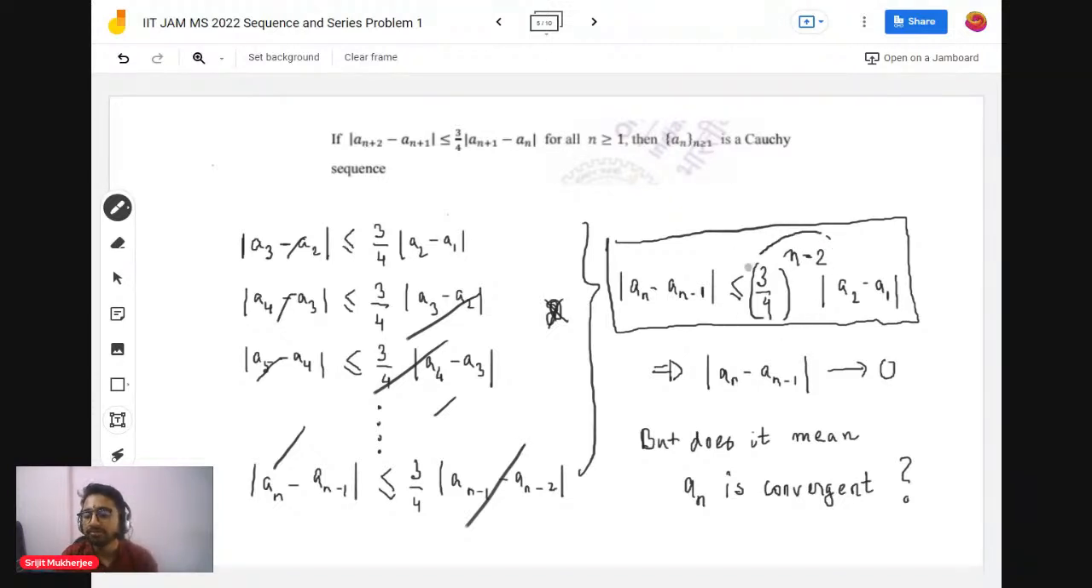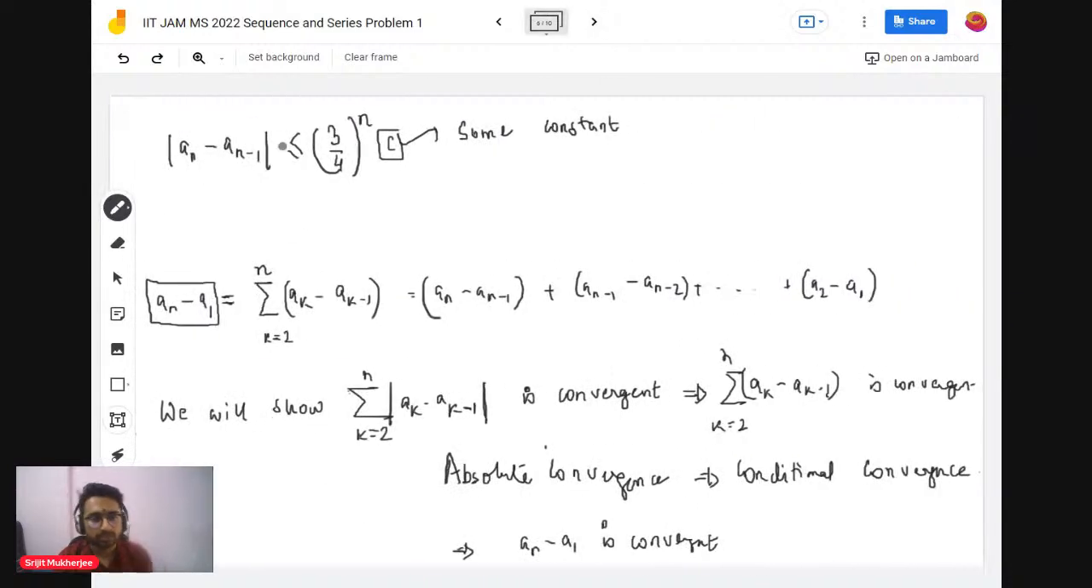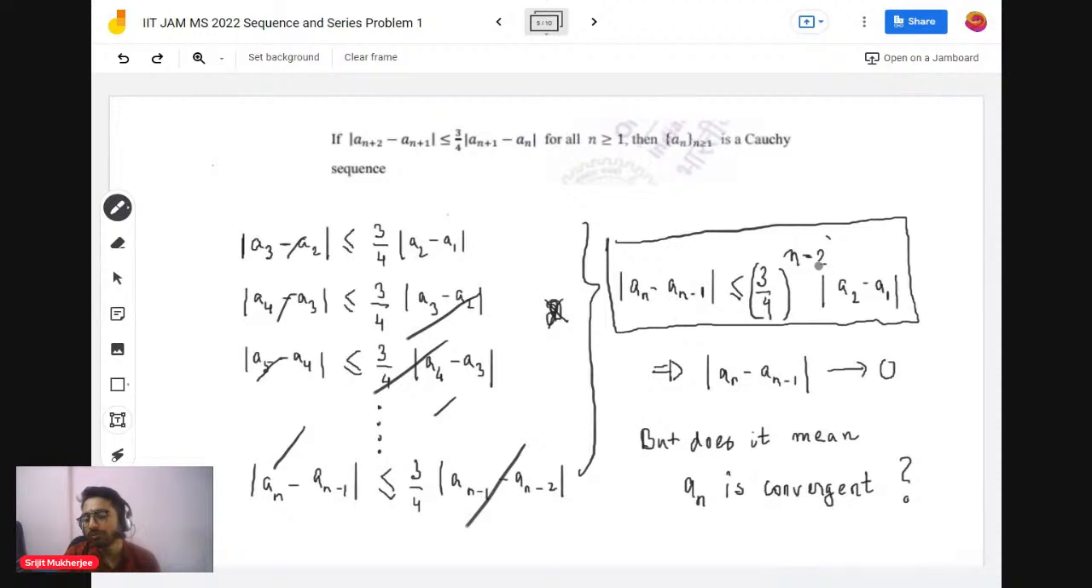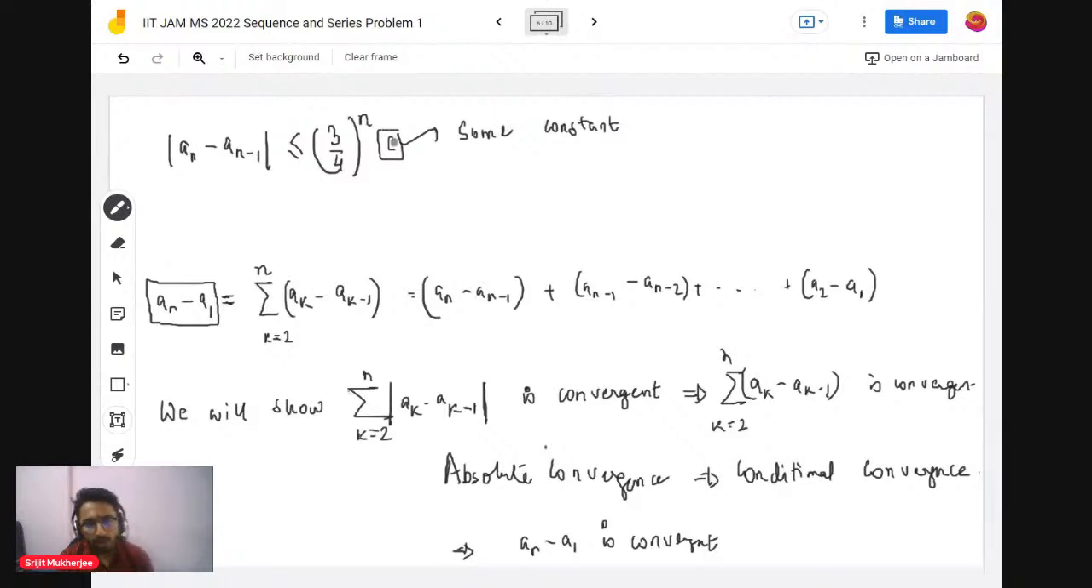If instead of (3/4) to the power n minus 1 it was 1 by n, can we say that? I don't think so. So this (3/4) to the power n minus 2 format is really important for this proof. Let's observe this. We have that |a_n minus a_{n-1}| is less than or equal to, and we multiply and divide by (3/4) squared so that it turns out to be n. So a_n minus a_{n-1} is less than or equal to c times this.